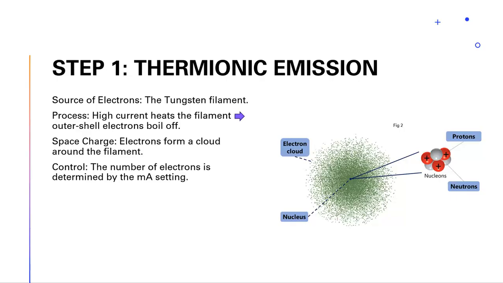The milliamperage setting we choose on our console is the primary factor here. It is essentially the volume knob that determines exactly how many electrons are sitting in that cloud, ready to be fired across the tube at a moment's notice.